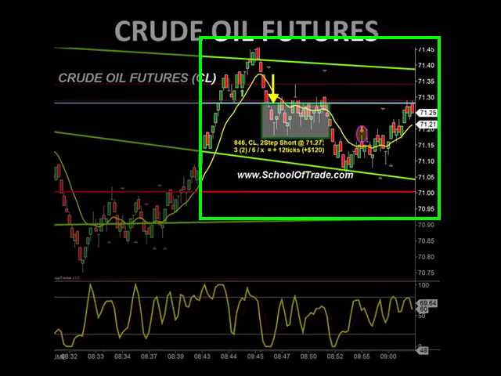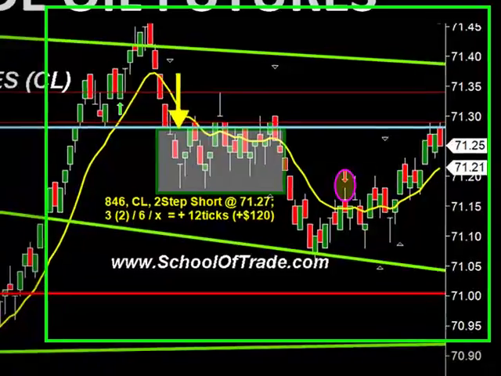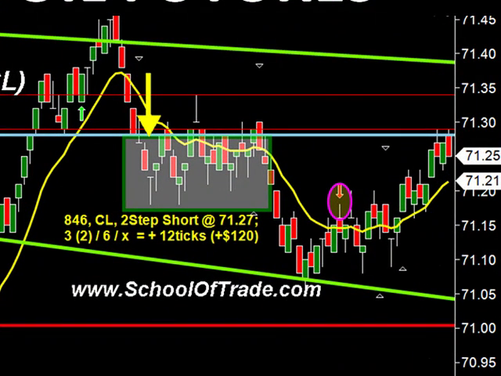As you can see here, 8:46 this morning, first trade on the crude. Symbol here is CL. This is a 2-step short. 71.27 is our entry here. Took profit here at 3 ticks, 6 ticks, and then got bounced out for our last runner at our point of entry. Of course, we take 2 targets off.